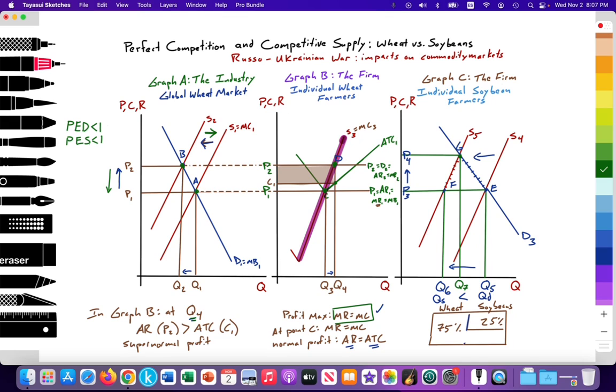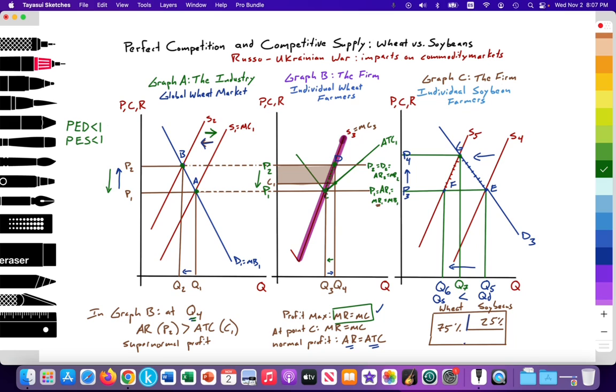For farmers that are producing wheat, now they're going to reduce their quantity of supply of wheat because price is falling from P2 to P1. So they're going to go from point D to point C. Quantity supplied decreasing along their S3 curve here to point C. So quantity supplied decreasing from Q4 to Q3.